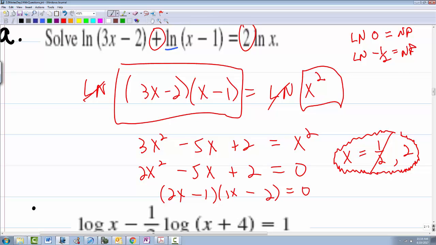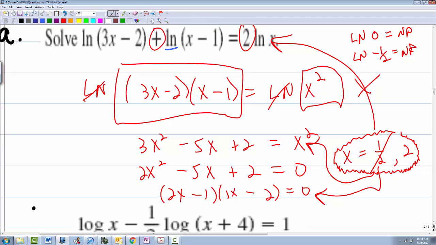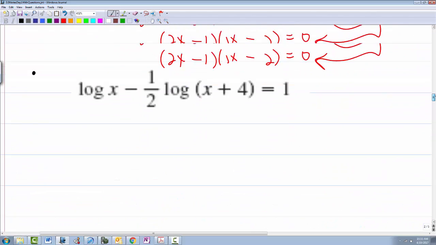You did valid math. This solution solves this, but it doesn't solve that. So therefore, I can't use it. That's what extraneous means. All right, let's move on. Oh, here's my last one.